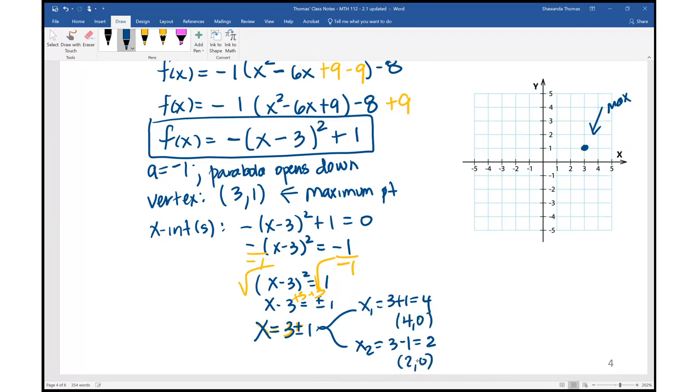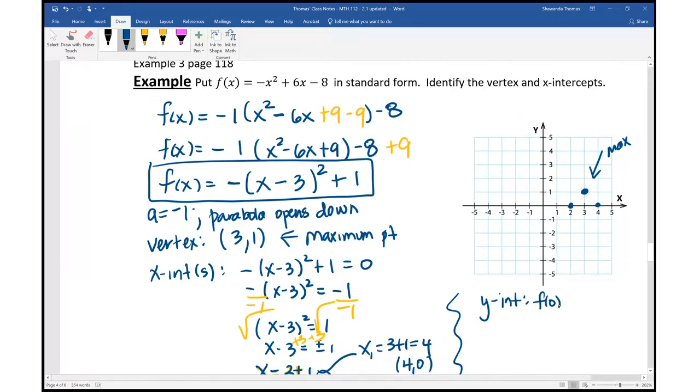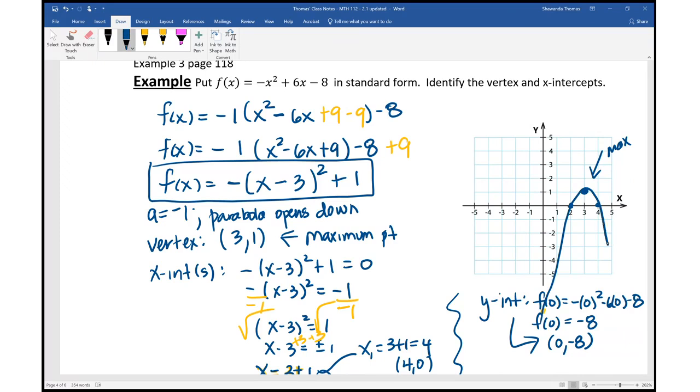So let's go ahead and plot that. 4, 0 and 2, 0. Now, where does this graph cross the y-axis? We're going to plug in a 0 for x. I like using the general form for the y-intercept. So our y-intercept is 0, -8. So somewhere, actually 6, 7 down here, right? So when we plot the points, we're going to connect all of these dots. There you go.